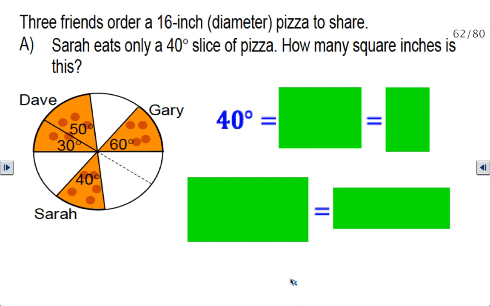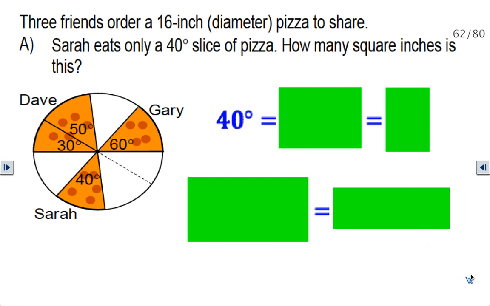This time we're looking for the area of a sector of a circle. In this case we have 3 friends order a 16-inch pizza to share. Sarah eats only 4 degrees of a slice of pizza. How many square inches is this? So the diameter is 16.